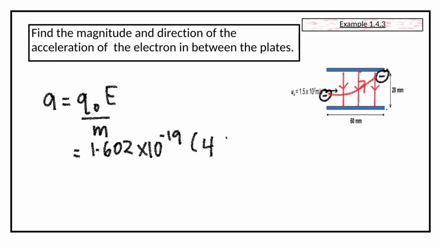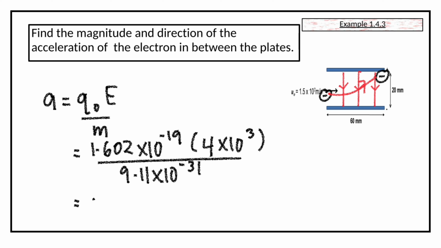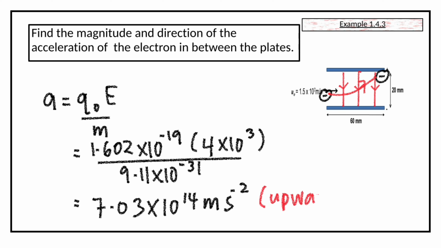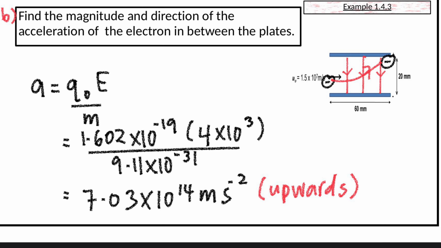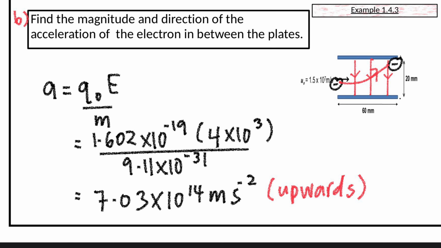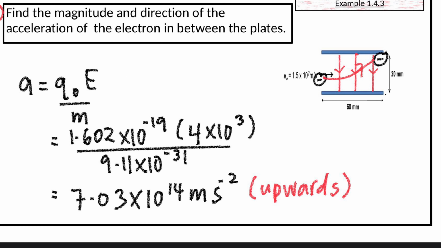Question B, we need to find the magnitude and direction of A. So how to find A? We use the equation A equals Q naught E over M. For this question, Q naught is referring to the electron. So what is the magnitude of the electron charge? 1.602 times 10 power of negative 19, or 1.6 times 10 power of negative 19. So we have E and M, so substitute the values. The magnitude of the acceleration will be equal to 7.03 times 10 power of 14 meter per second squared, and the direction is upwards, or towards the positive plate.